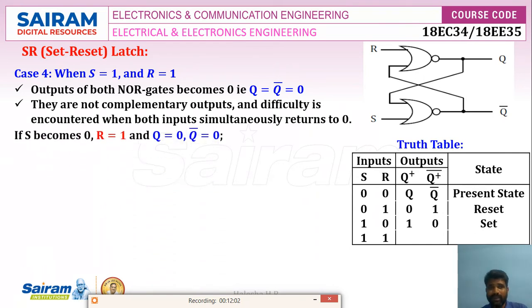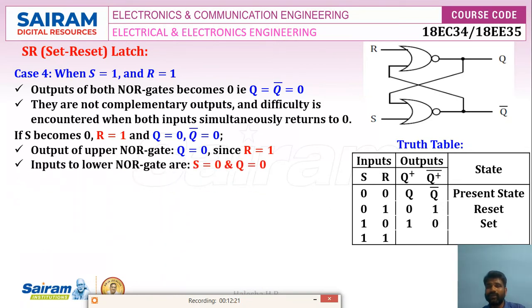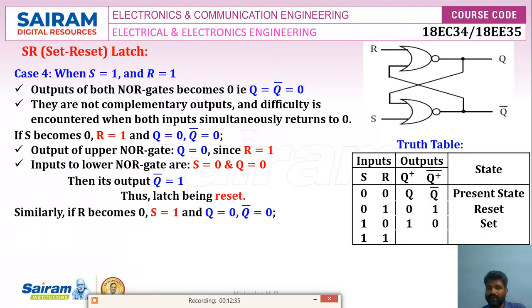See, suppose now S becomes 0, R is still 1, and Q is equal to 0, Q bar is equal to 0. Since R is equal to 1 now, it is connected to the upper NOR gate, so the output of the upper NOR gate is 0. Then the inputs to the lower NOR gate are S equal to 0 and Q equal to 0, so its output is 1. So it enters into a reset state. Clear? Thus the latch is being reset.